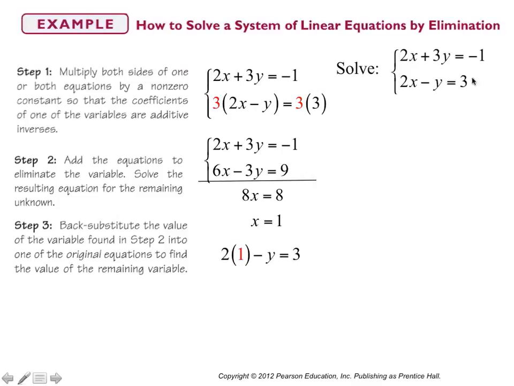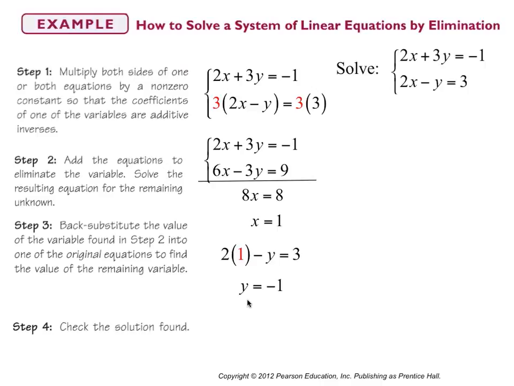It looks like we chose the second one here. So we have 2 times 1, because we had 2 times x, minus y equals 3. And if you solve this, subtract 2 from both sides, so you get negative y equals 1. Divide both sides by negative 1, so you get y equals negative 1.